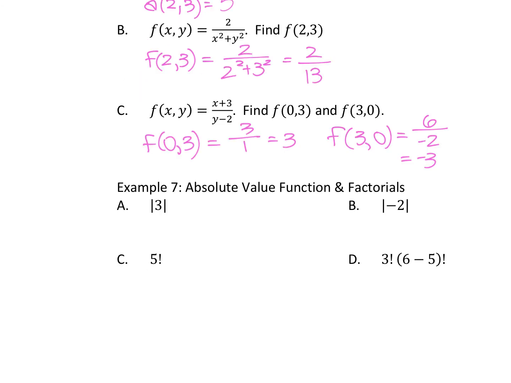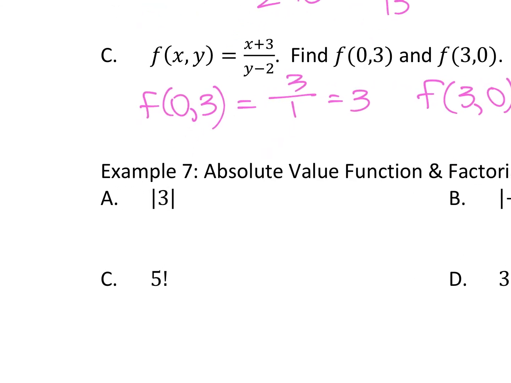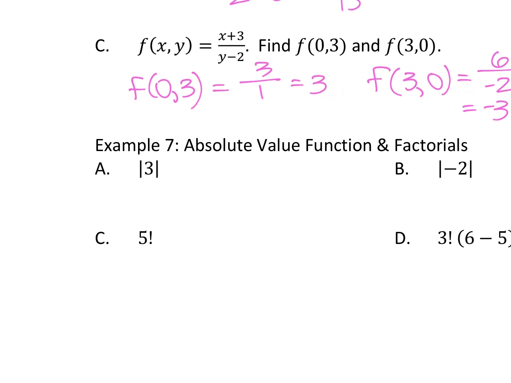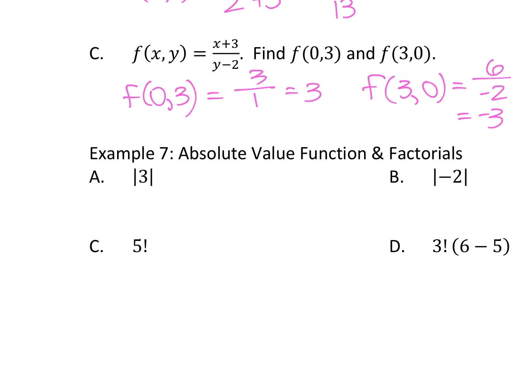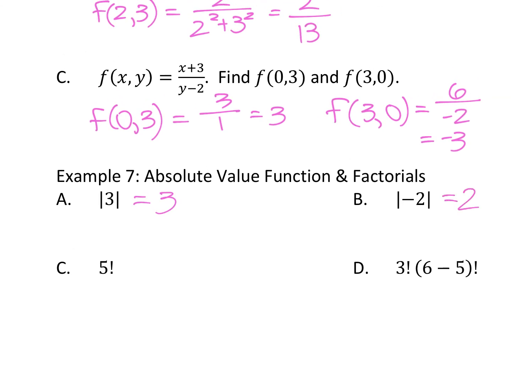Okay, first things, a and b. Absolute value makes everything what? Last ones. Absolute value makes everything what? Positive. Therefore, the absolute value of 3 is 3. Absolute value of negative 2 is 2.